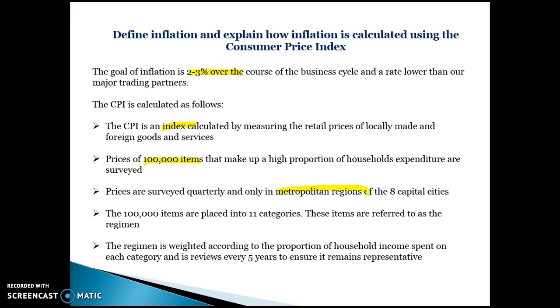The regimen is weighted according to the proportion of household income spent on each category and is reviewed every 5 years to ensure it remains representative of what we're actually buying. They're the steps you need to explain in terms of how the CPI is calculated. Reference to the regimen, reference to retail outlets being surveyed every 3 months, the number of goods in the regimen, which is 100,000, how they weight goods within the regimen to make sure that those things that we spend more money on are weighted higher in terms of their impact of price changes on inflation.